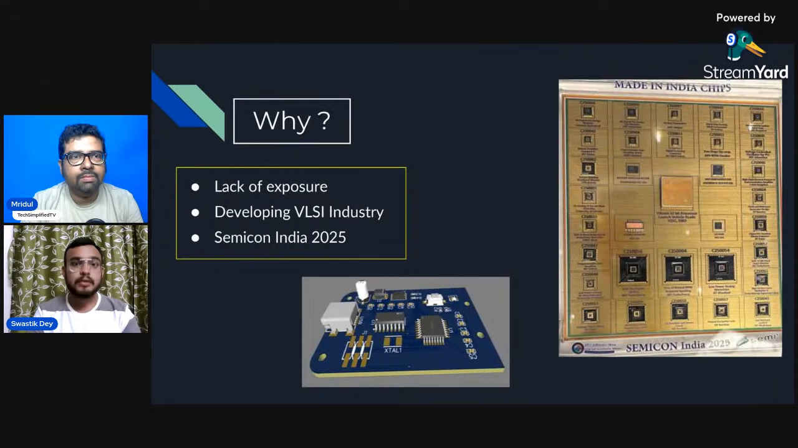Then there is also the developing VLSI industry. Right now we know that India is growing very steadily in the world of VLSI, with different categories of chips that are coming out by the end of 2025. I believe that is also one of the most important reasons why one should pursue their career in the VLSI department, or maybe in other departments like microelectronics and systems. And finally, we have something that happened in the past week, Semicon India 2025. This was the biggest VLSI meet in India that we saw.